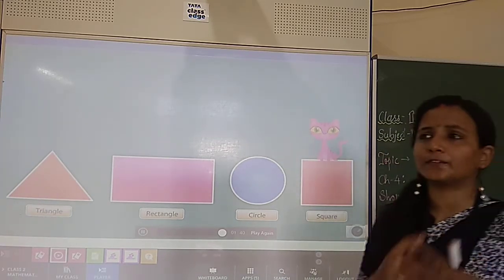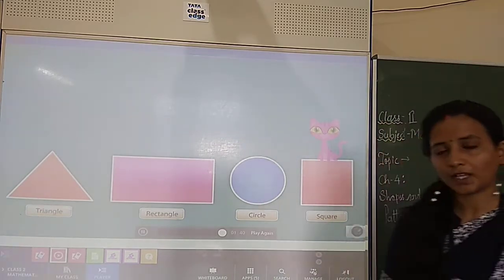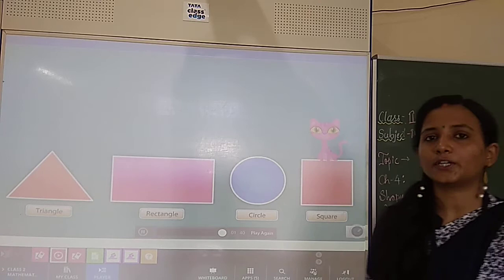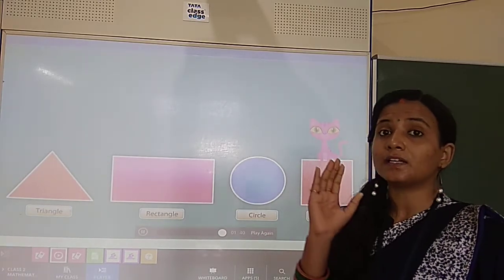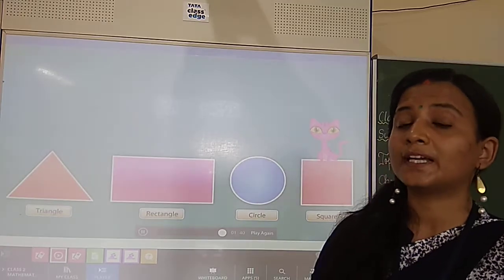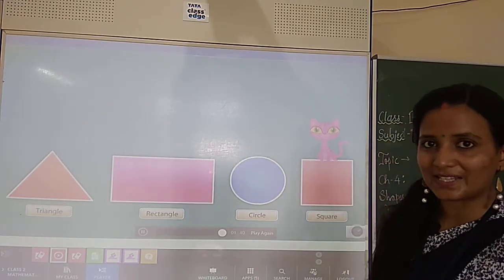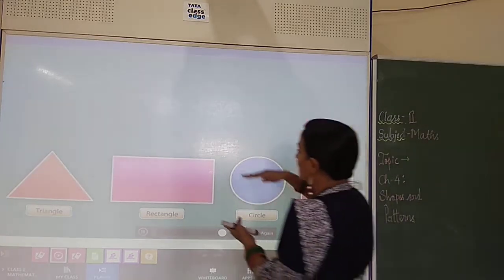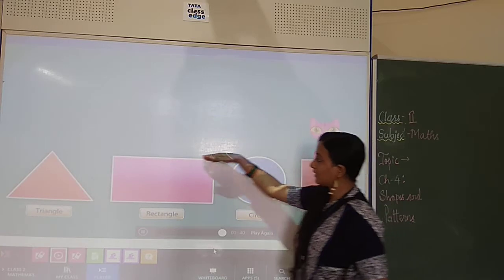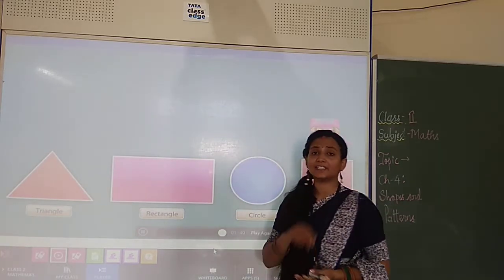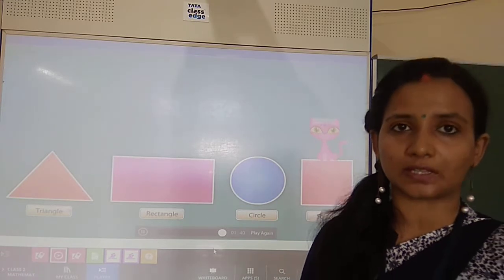So what is the difference between both of these shapes? If they are similar, then there is no need to study the next shape. But is there any uncommon point? If you look very finely, what will you see? The length of the rectangle is long. Length and breadth of the rectangle are different. Opposite sides are equal to each other.